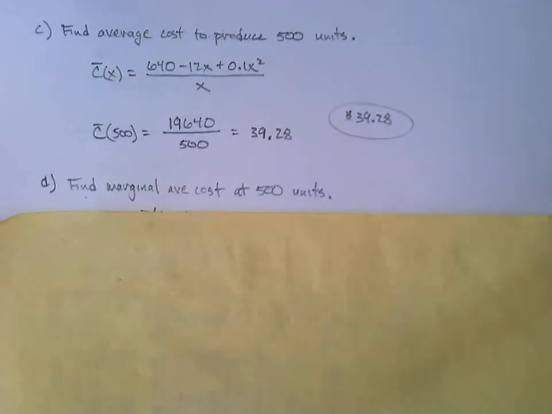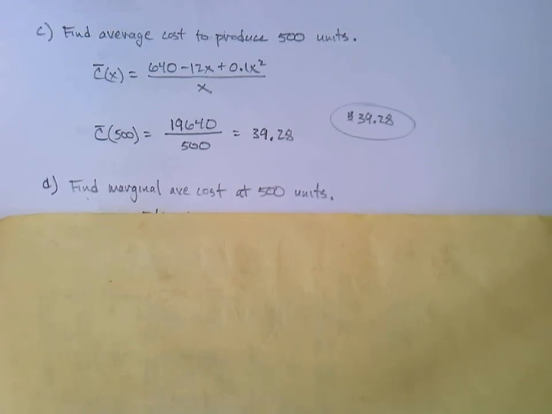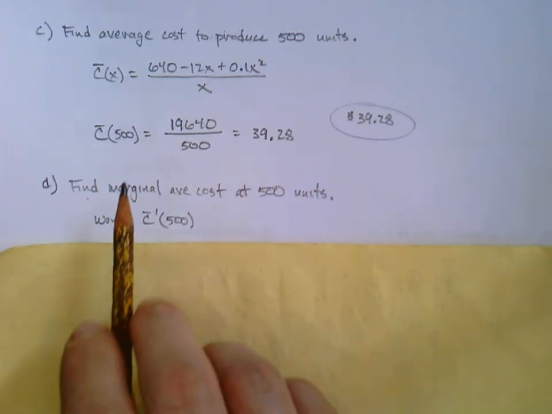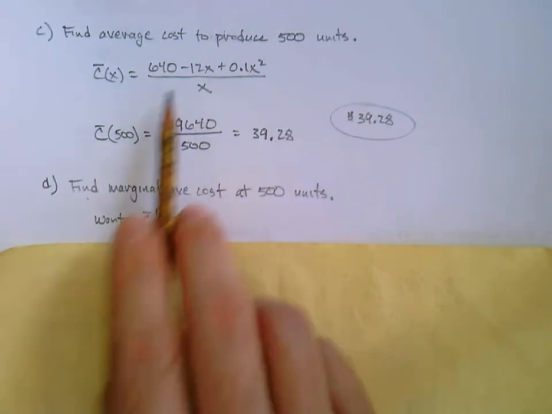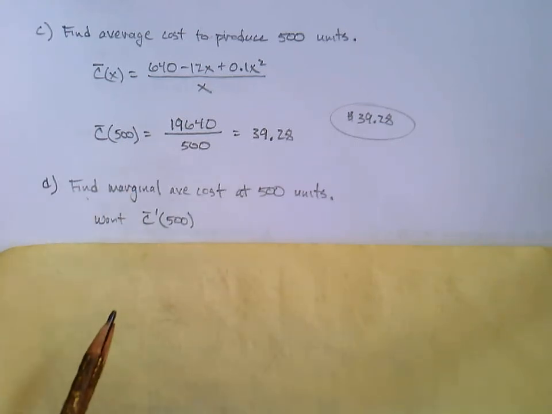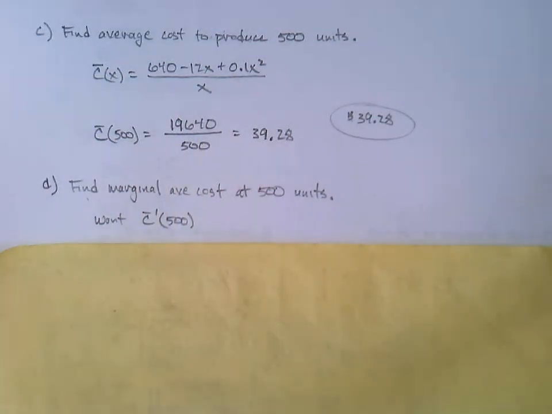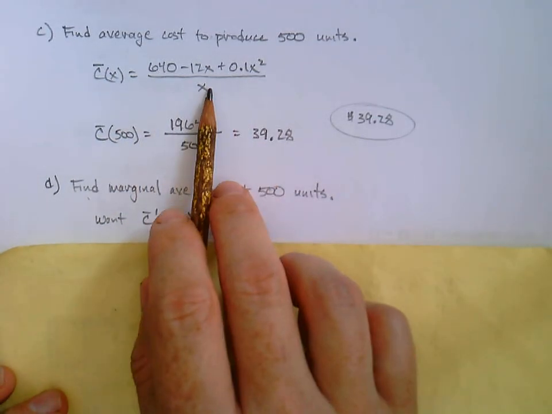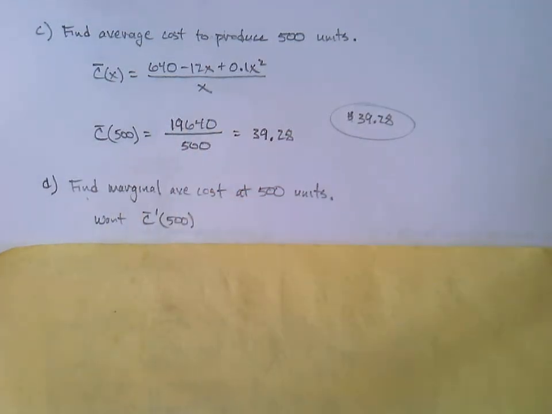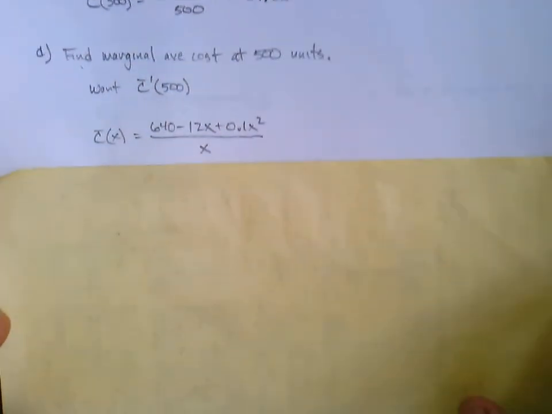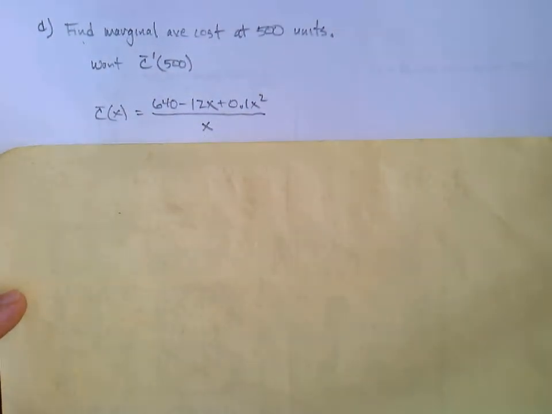Okay. Well, you know what's coming. Find the marginal average cost at 500 units. Okay, so we want C bar prime of 500, the marginal average cost. So we need to find the derivative first, and then we'll plug 500 in. Now this is tricky. How do we find that derivative? Because that's not a polynomial, right? I mean, we're dividing by x. Okay, so we have to be really careful with this. All right, we'll just state it again. There's the average cost. Here's what we've got to do.